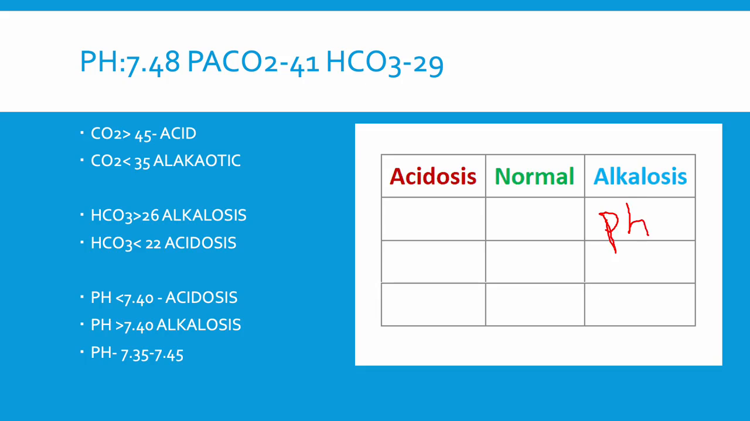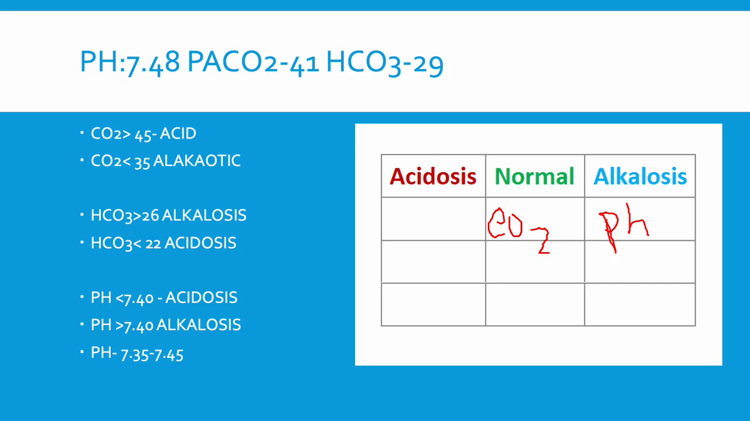The PaCO2 is 41. All right, so normal levels is 35 to 45. So the patient is in normal range when it comes to the CO2. So we're going to go to normal and we're going to write CO2.